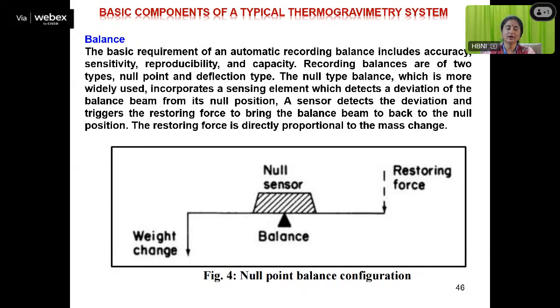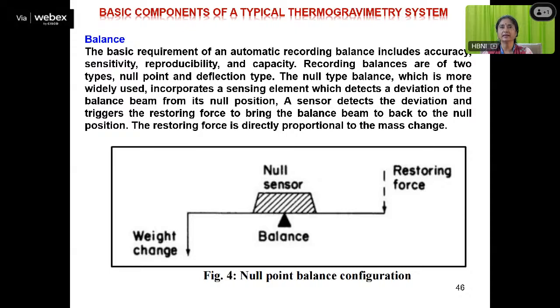Now let us see one by one all the parts of the balance, which is an important part actually. The basic requirement of an automatic recording balance: it should be an automatic recording balance. It includes accuracy, sensitivity, and reproducibility.